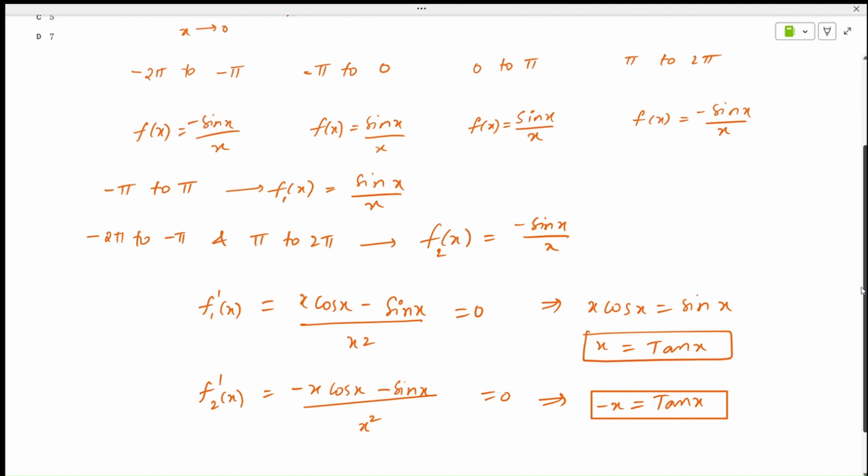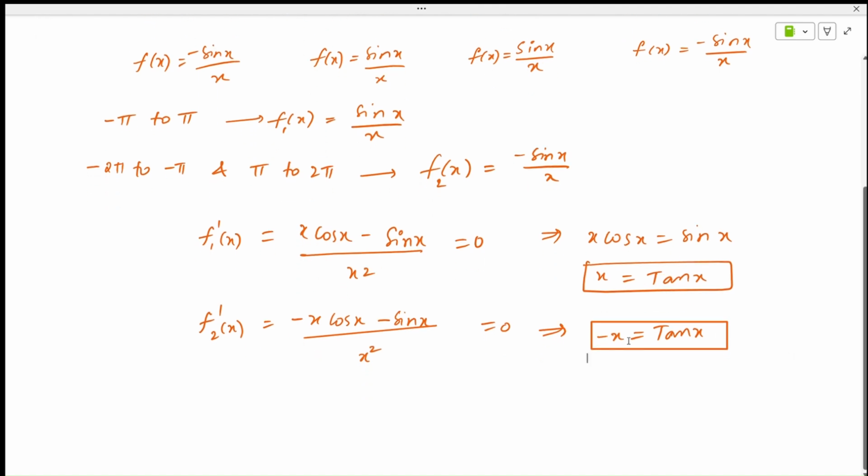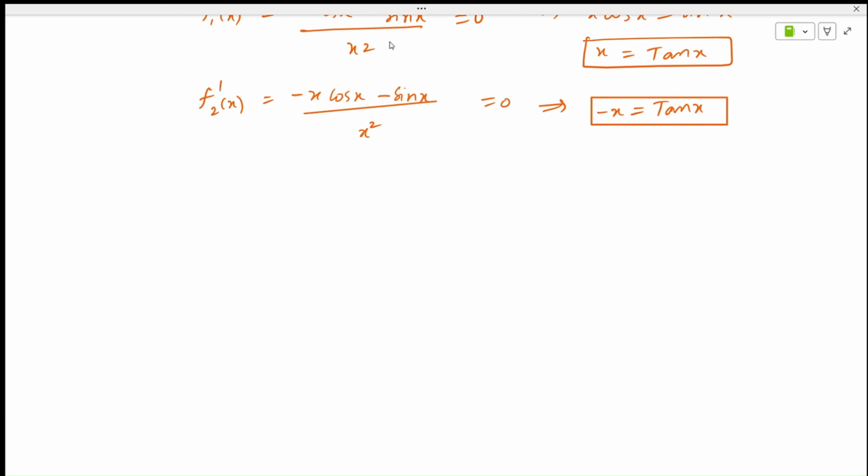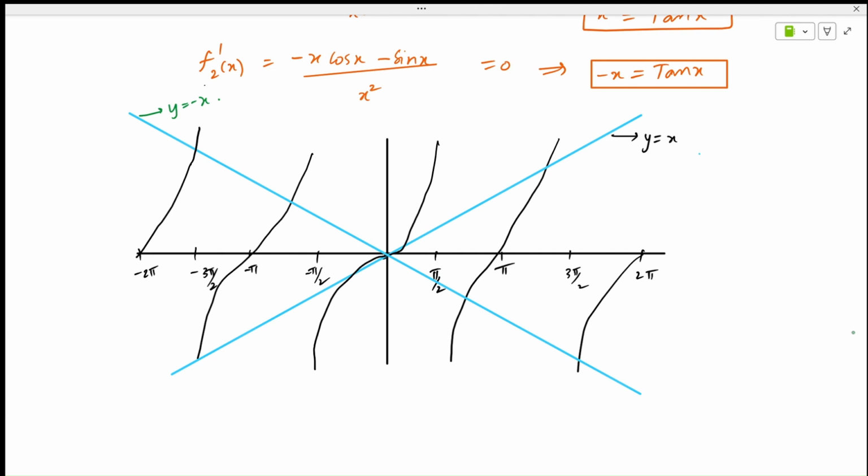So now let us draw the graph of tan x from minus 2 pi to 2 pi. Yes. So in the interval minus pi to pi, the line y equals x is touching at three different points. And in the interval minus 2 pi to minus pi, the line y equals minus x is touching at one point. And on the right side, pi to 2 pi, it is touching at one more point. So in total, we are getting 5 solutions.